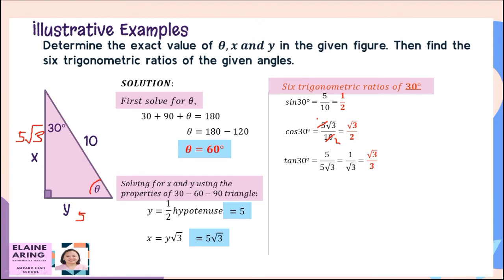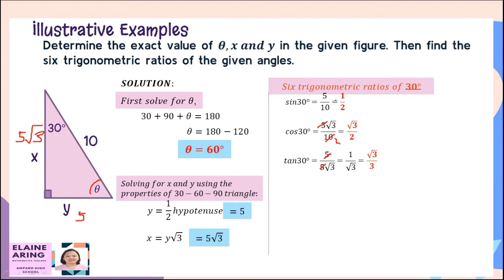So, opposite over adjacent. So, 5 over 5 square root of 3 is equal to 1 over square root of 3. Di ba? Nakakancel na rin to. Then, rationalize natin by multiplying square root of 3 over square root of 3. So, the final answer would be square root of 3 over 3.